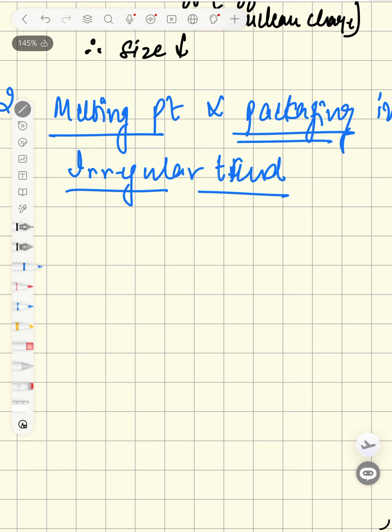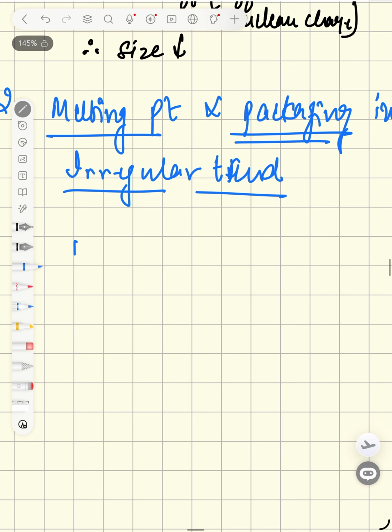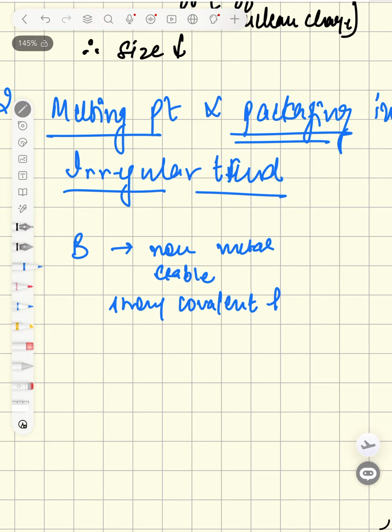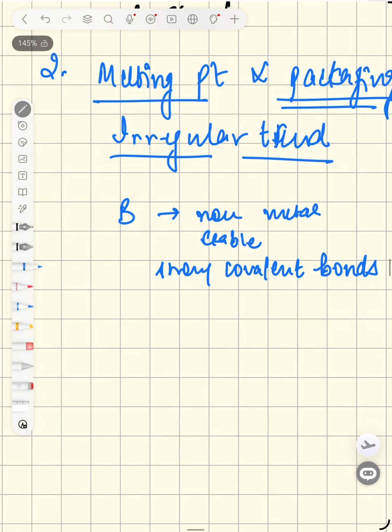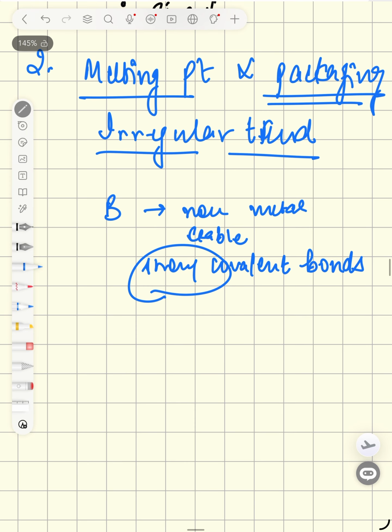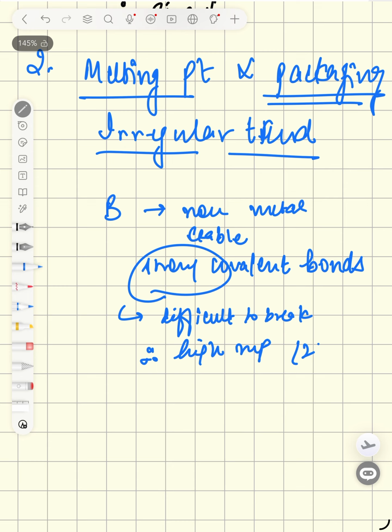Boron has a high melting point because boron is a non-metal. It is stable and is held by strong covalent bonds. It is held by strong covalent bonds which become difficult to break. They can be broken but with difficulty. Therefore, it has a high melting point. This melting point is around 2453 Kelvin.